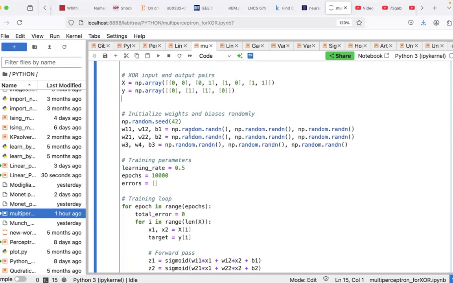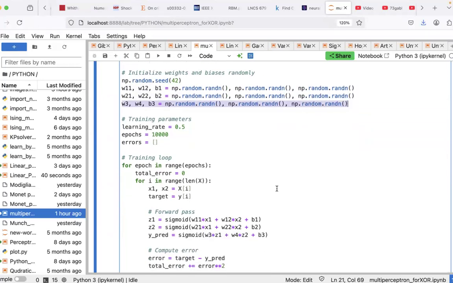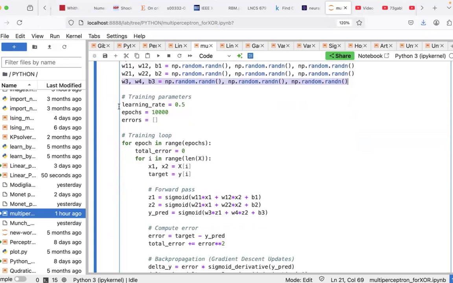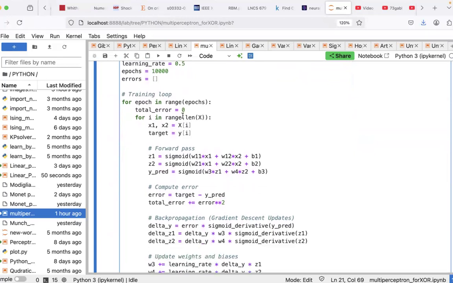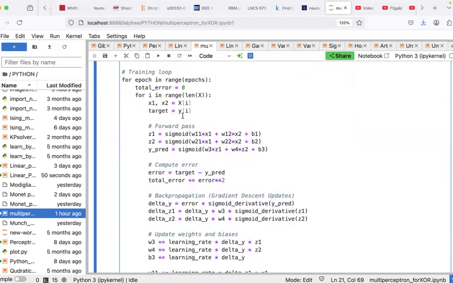And what happens here now is that we have 3 perceptrons that we need to train. These two form one layer. And then this is basically the final output, the one that gives the output. And again, here we define a learning rate and 10,000 epochs. And here there is all the training loop that goes through the epochs.